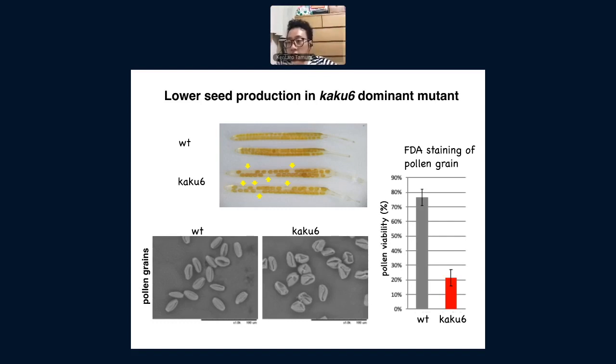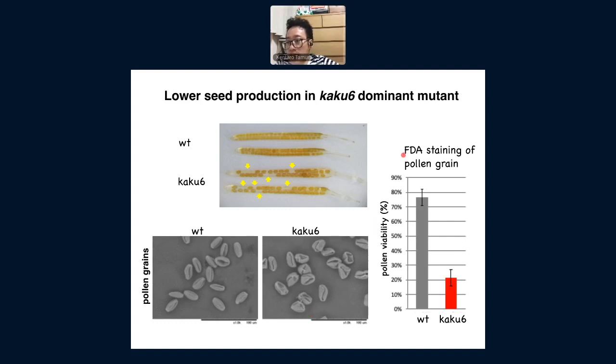We also found that the KAK6 dominant mutation affects reproductive growth. When we visualized the seeds in the siliques, we found that there are some spaces without any seeds, indicated by yellow arrows. And these are scanning electron micrographs of pollen grains. Compared with wild type, the mutant pollen grains have irregular shape, and sometimes collapsed pollen can be found.